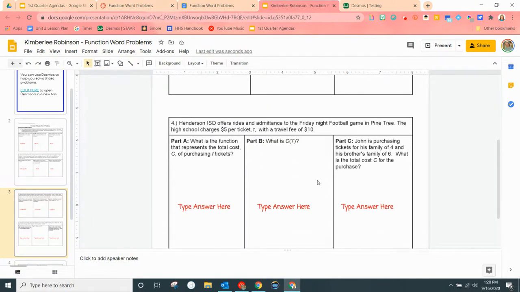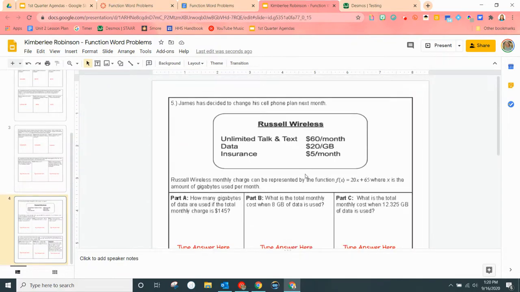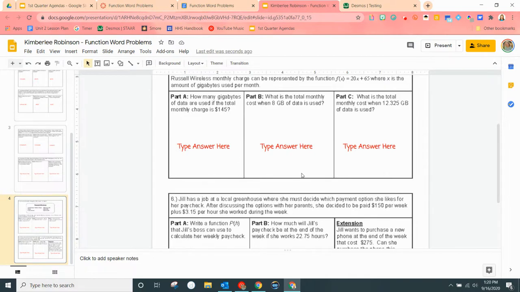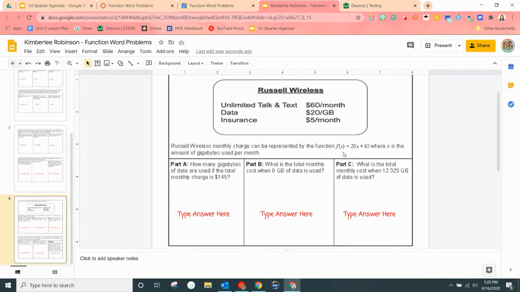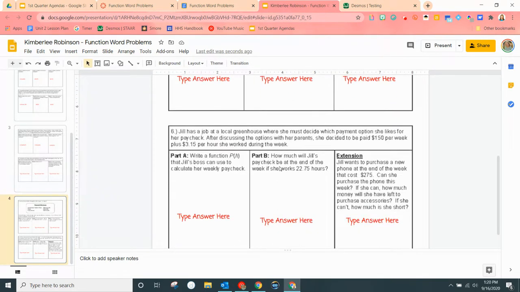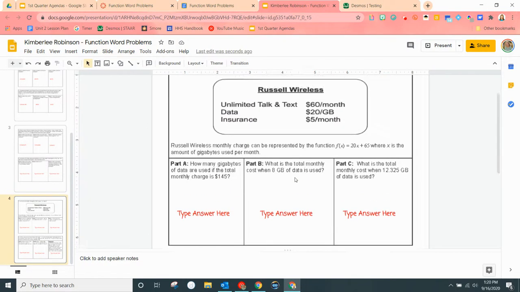So I have worked 3 of these problems with you. I think what I'm going to do is number 5 gives you the function. Those right here. I know it's a little blurry. I hate that it did that, but it made it a little blurry. Number 6 does not give you the function. So you actually have to write the function.